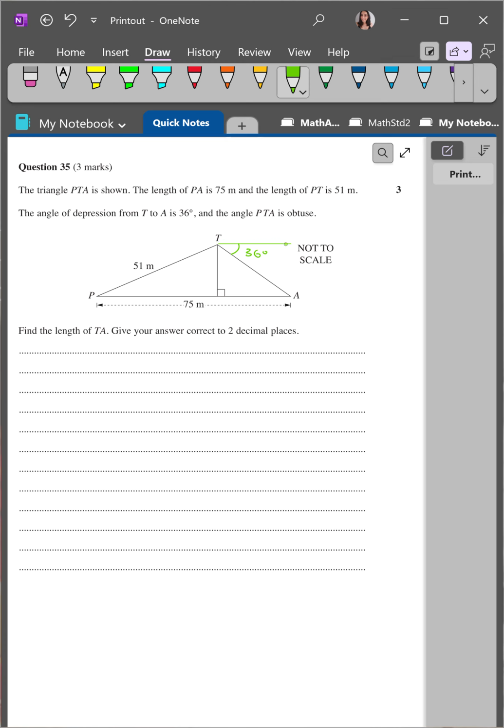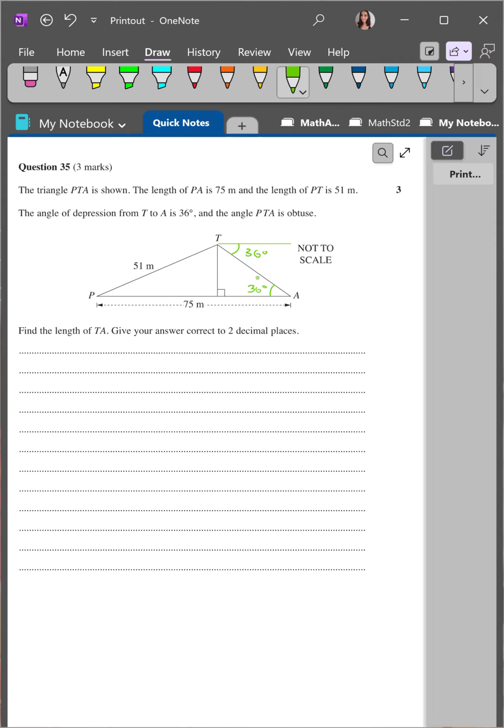Now, if we have these two horizontal lines which are parallel, that means that this angle here is also 36 degrees. So that's within the triangle and that's going to be valuable to us. Now it says find the length of TA. TA is this line here. Okay, what are we going to do? There's not a lot of information. There's a couple of steps we have to take, but it's possible.